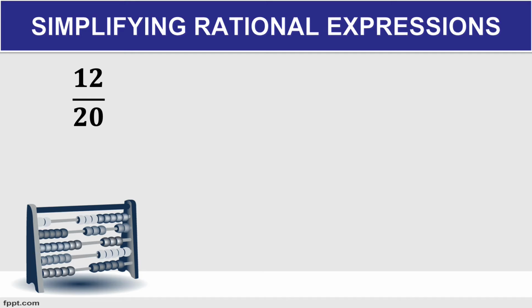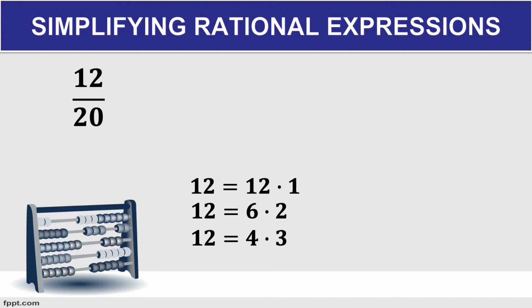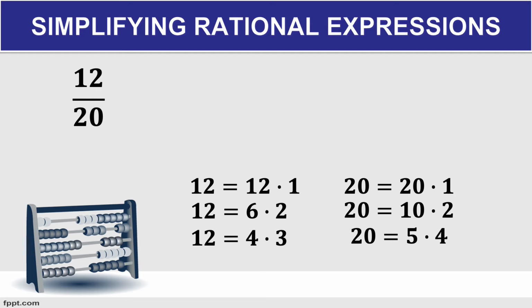Next. Let us now simplify rational algebraic expressions. But before that, recall muna natin paano nga ba mag-simplify ng fractions. So, given natin 12 over 20, okay? So, kuhanin natin yung factors ng 12. So, that is 12 times 1, 6 times 2, 4 times 3. Okay? How about 20? Kuhanin natin yung lahat ng possible factors ng 20. That is 20 times 1, 10 times 2, and 5 times 4.